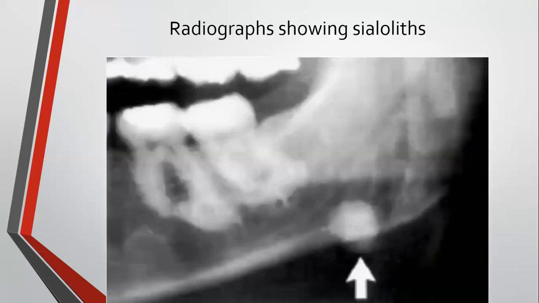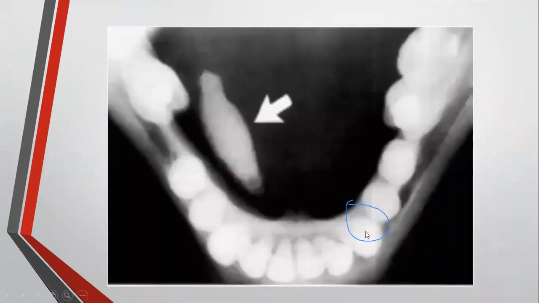So this is the radiograph. If this is an OPG, you can see that this is a stone here, as shown in the picture. Moving forward, in the next picture you can see that this is a stone present in the floor of the mouth here.